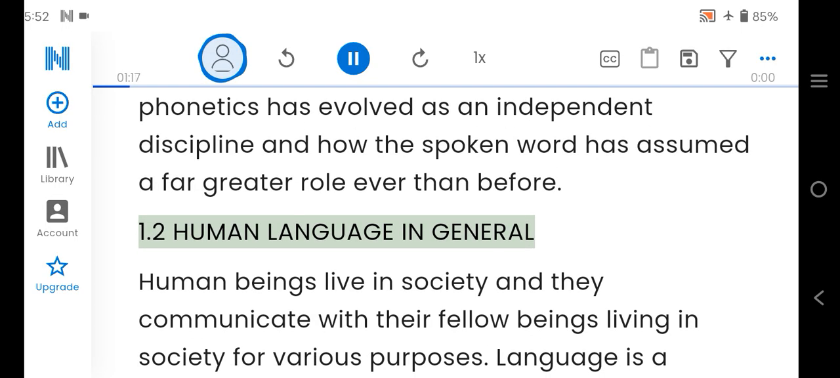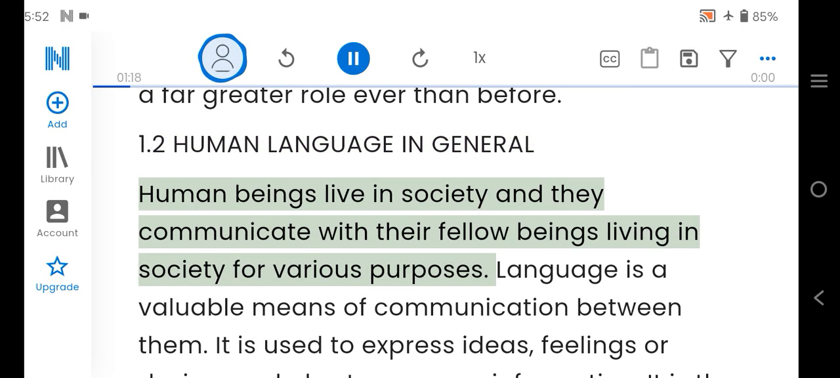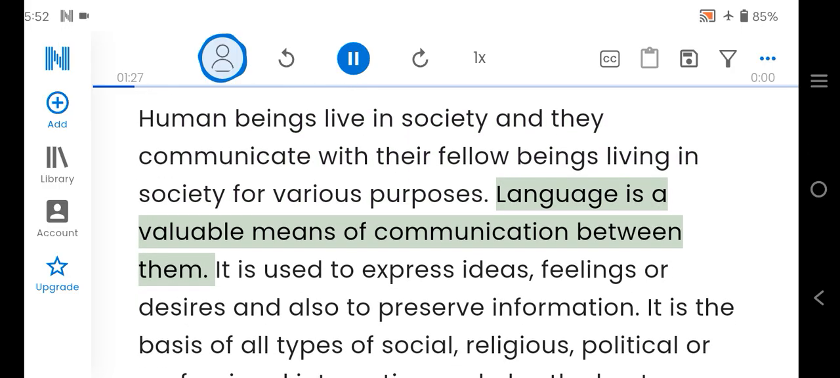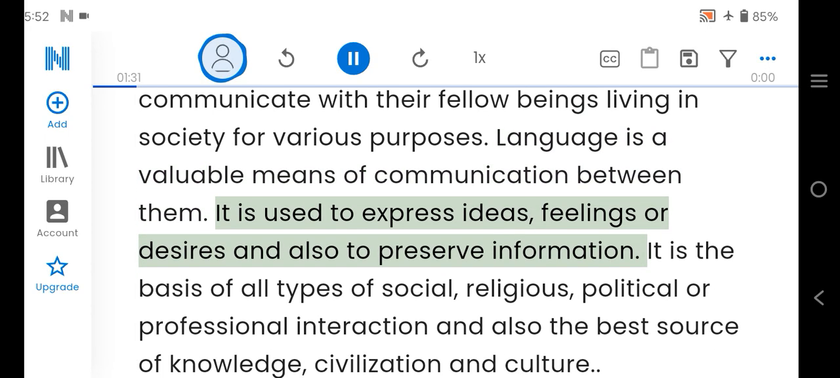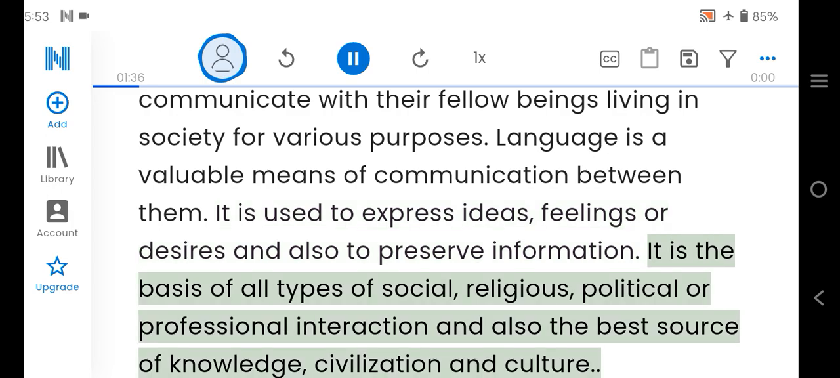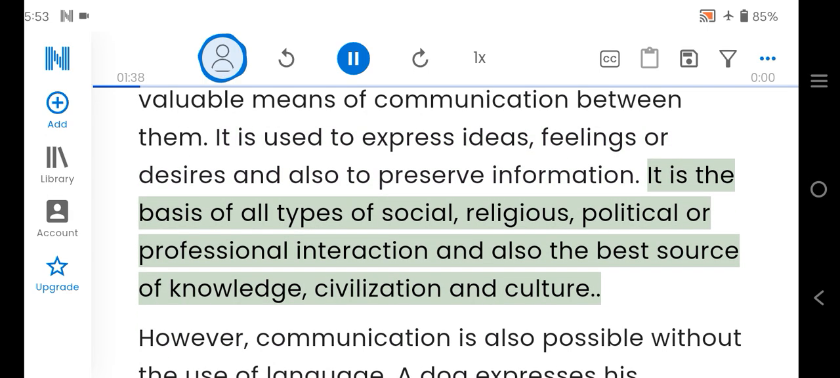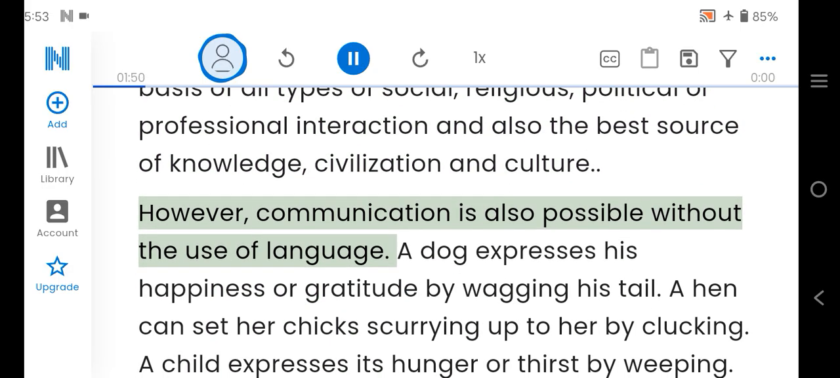1.2 Human language in general. Human beings live in society and they communicate with their fellow beings living in society for various purposes. Language is a valuable means of communication between them. It is used to express ideas, feelings or desires and also to preserve information. It is the basis of all types of social, religious, political or professional interaction and also the best source of knowledge, civilization and culture. However, communication is also possible without the use of language.